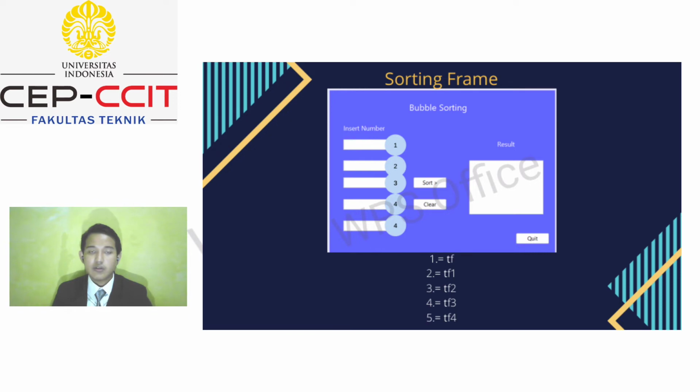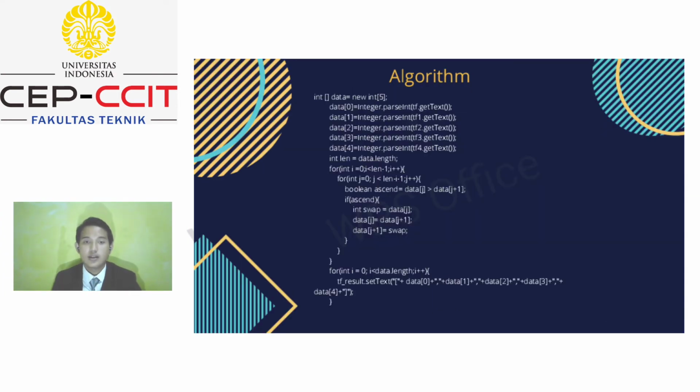Now we have already talked about the sorting frame, so we're going to jump to the algorithm. The first thing that we need to do is to make an array from the algorithm that we wrote in the presentation. The first thing we do is make an array called data. The data array can save up to 5 elements, 5 values.